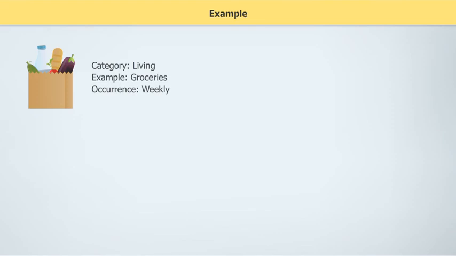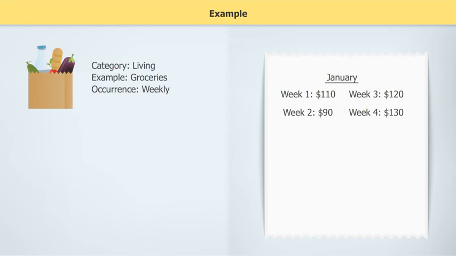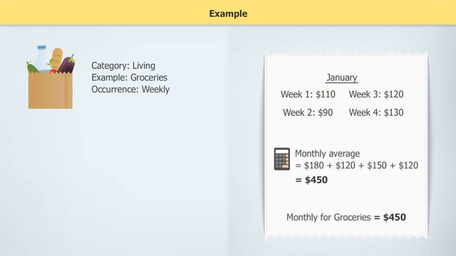Next, an example of living expenses would be groceries. Assuming that this is a weekly expenditure, add up the weekly averages to determine the monthly average.